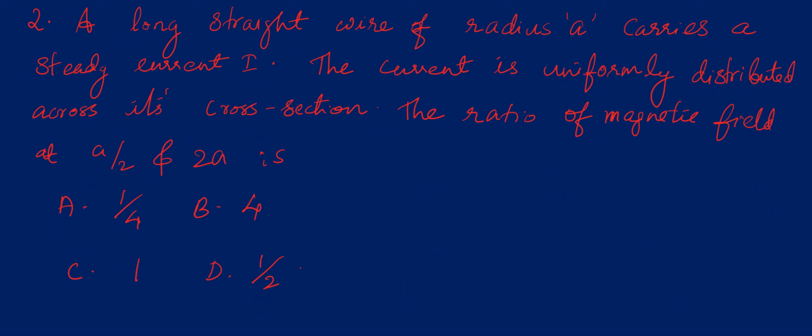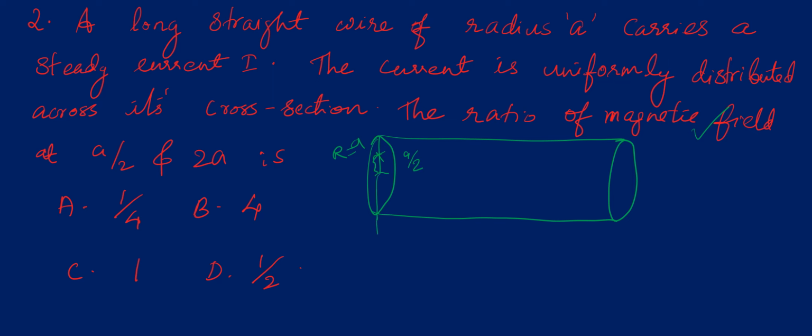A long straight wire of radius A carries a steady current I. The current is uniformly distributed across its cross section. The ratio of magnetic fields at A by 2 and 2A is. Options are given. Here a long straight wire is given and its radius is A, and we have to find out the ratio of magnetic fields at A by 2 and 2A. So the point A by 2 is inside and 2A is outside.